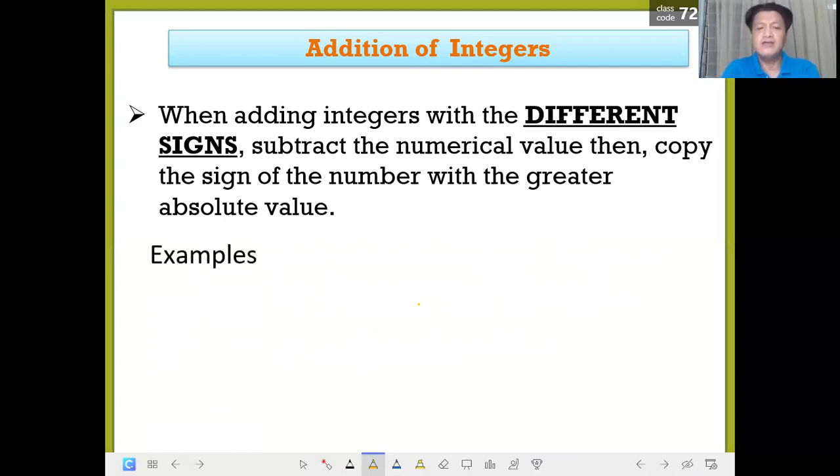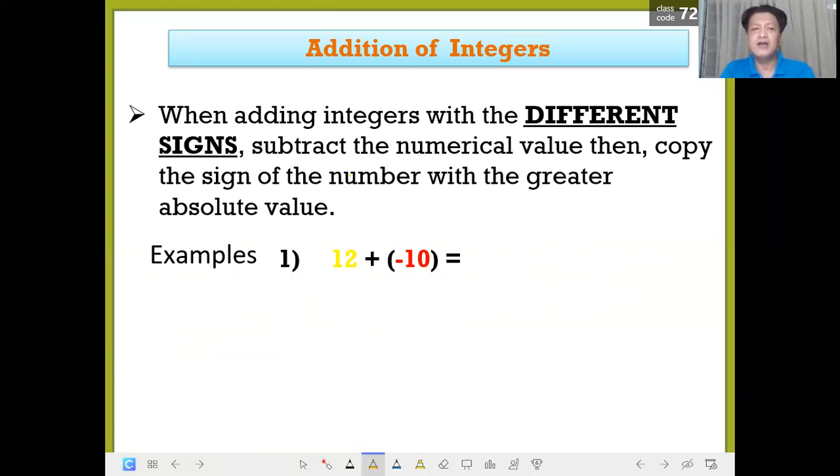Okay, so with that, ito yung example natin, di ba? Number 1, 12 plus negative 10. Okay, di ba ang rule natin dyan? I-subtract natin yung numerical value. What is 12 minus 10? That is 2. Okay, paano ko malalaman yung sign ng sagot ko na 2? Is it positive or negative?